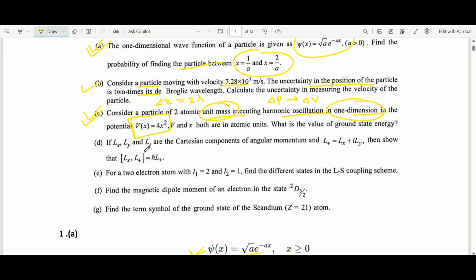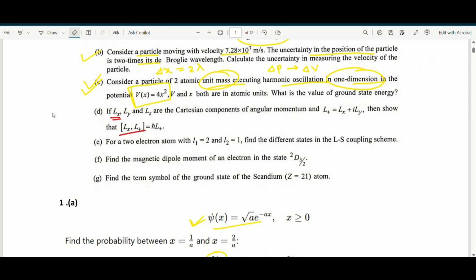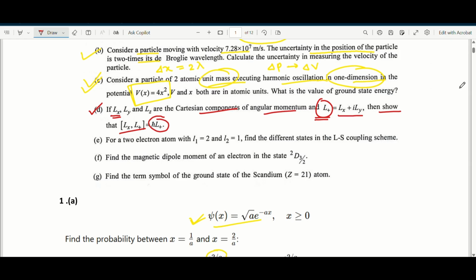The next question, question D, is given as: Lx, Ly, Lz are the Cartesian components of angular momentum, and L plus, we know, is called the raising operator for angular momentum, Lx plus iota Ly. Then the commutation bracket of Lx with L plus will be H cross L plus. So what will be the answer?